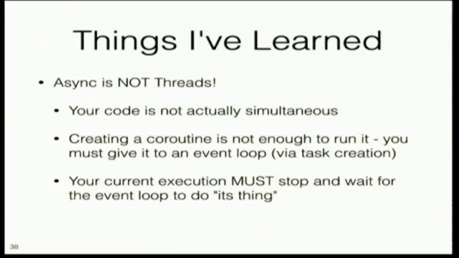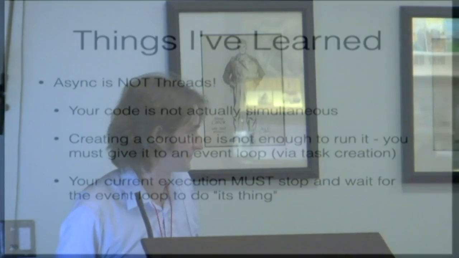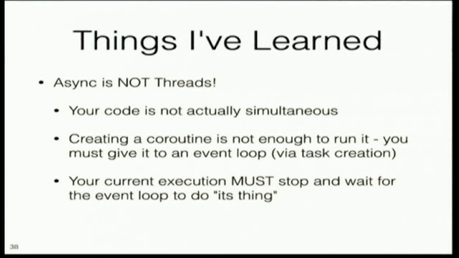And creating a coroutine is not enough to run it. You must give it to the event loop, as I said multiple times. And the little words at the bottom told you that this is a coroutine, so you can't just run it. You need to add it to the event loop. Your current execution must stop and wait. So this goes along with everything: only one thing's running at a time, unless you have threads somewhere in there.